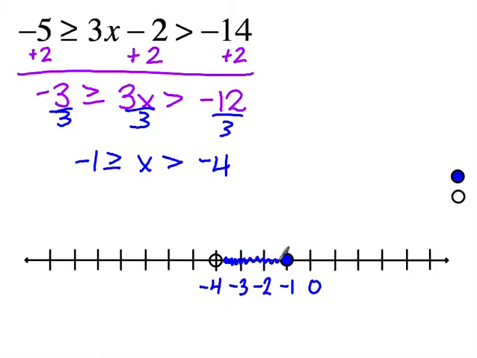When would it be that you had to switch the inequality signs? If it would have been a -3 that you would have divided by.